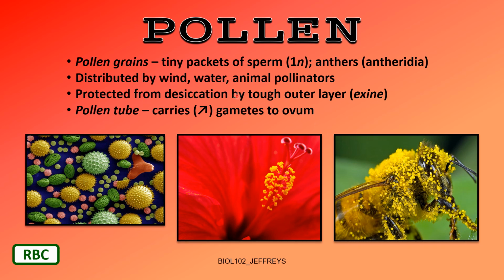Now, pollen is protected from desiccation. Remember, that's drying out. We don't have a source of water here, or we don't need a source of water here, but they're protected from drying out by a tough outer layer called the exine. And the pollen grain, once it lands onto the female structure of the plant, it forms a pollen tube. So it actually has two nuclei, which we'll see in a little while. And one of them is called the tube nucleus, which forms the pollen tube, which then carries the sperm to the ovum, and that's how fertilization occurs.